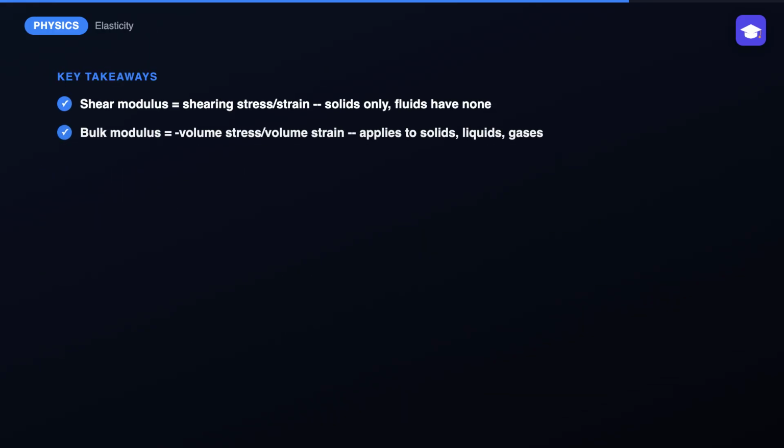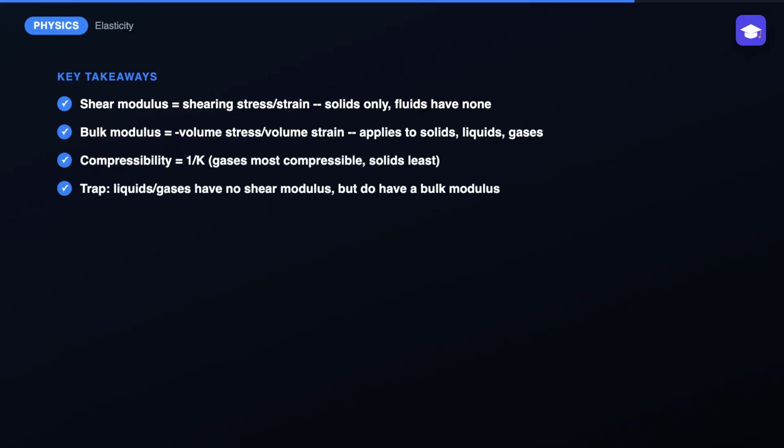Let's recap. Modulus of rigidity, shearing stress over shearing strain, measures resistance to shape change and applies only to solids, since fluids cannot support shear stress at all. Bulk modulus, volume stress over volume strain, measures resistance to uniform compression and applies universally to solids, liquids, and gases, with compressibility as its simple reciprocal.